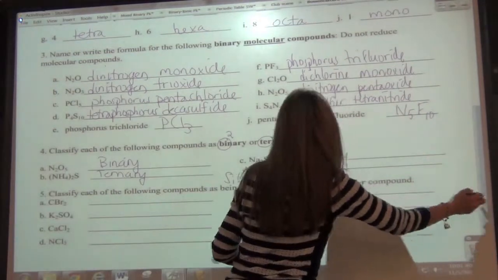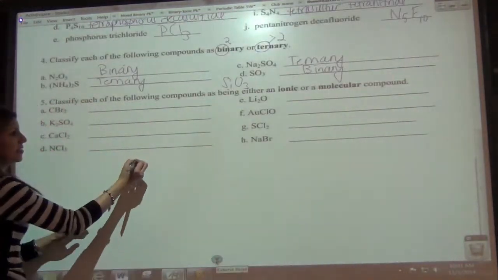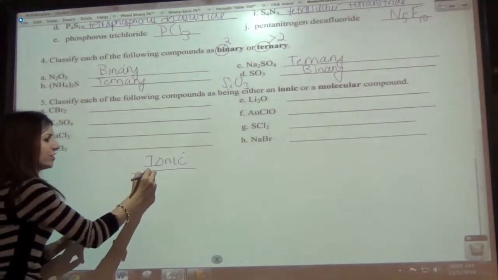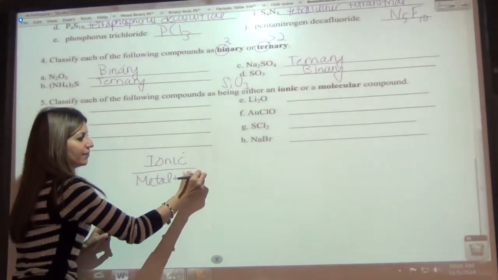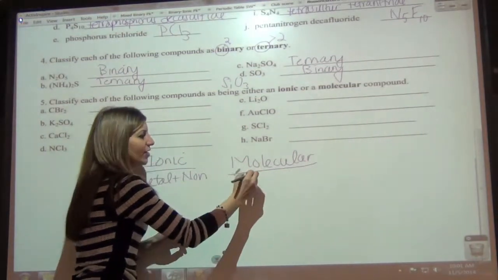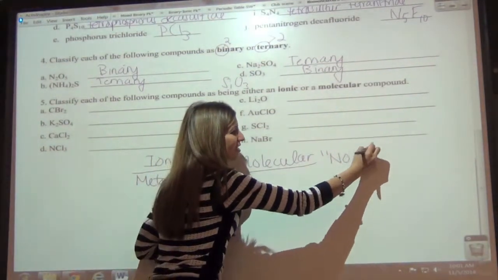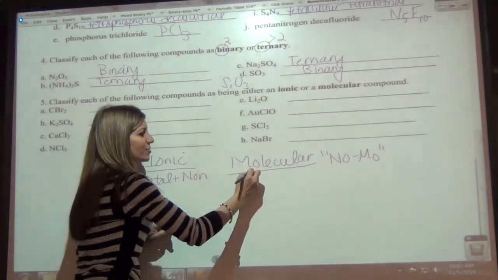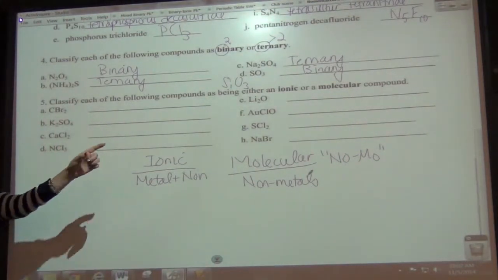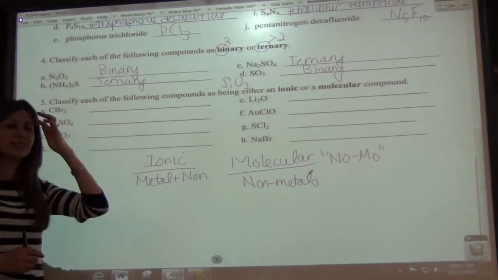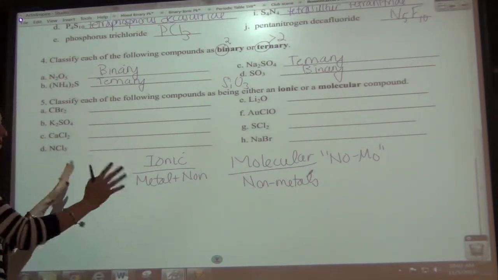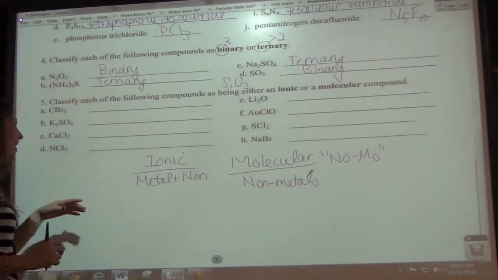Okay, let's classify these. Now we're going to classify as ionic or molecular. Before we do that, let's come down here. Ionics, we said, are cation and anion. We're going to say metal plus nonmetal. Moleculars, the first thing is just write NOMO. Everybody say NOMO again? NOMO. So these are just made of nonmetals. If the first element's a nonmetal, it's molecular. It's really important that you have this down because they're named differently. Moleculars and ionics have a different naming system. I want to make sure that you know the difference between them before we move on, okay?